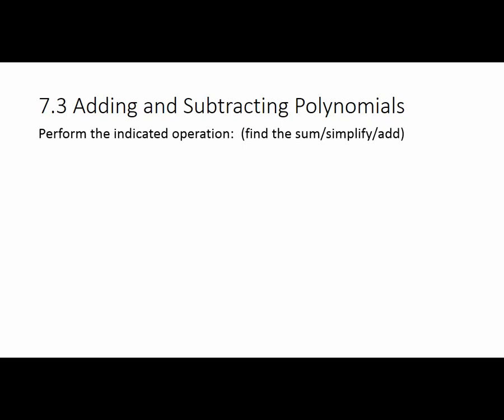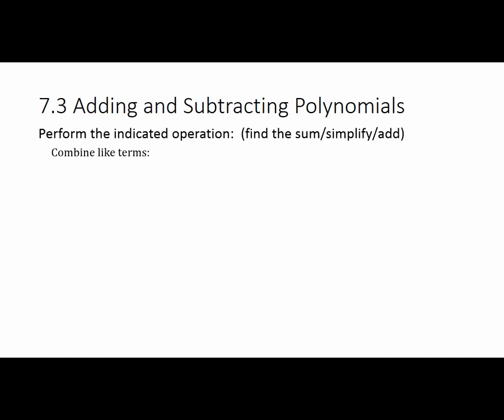So first of all, the directions will often say something abstruse like perform the indicated operation. Great, what does that mean? Sometimes they'll say find the sum or simplify. Again, very vague. Every once in a while they're nice and they will say add. So how do you know that it's an addition? There'll be a plus sign between the polynomials. And like I said, what you're going to do is just combine like terms.